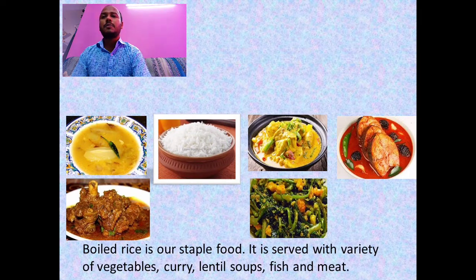So the next picture is our staple food. Boiled rice is our staple food. It is served with a variety of vegetables. We can see a variety of vegetables here, and curry, that means tarkari. And lentil soups, mushur dal, we can see here. Fish and meat, mach ebong mangsho. That means here we can see our platter, a traditional Bengali platter. We often take this in our lunches and dinners.